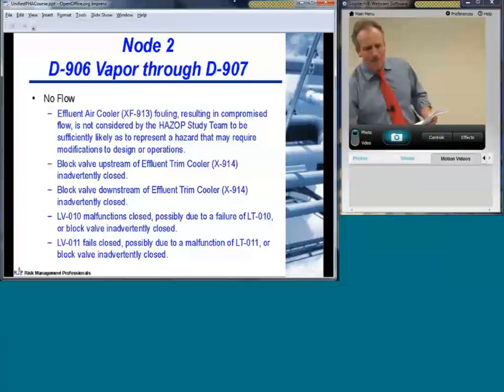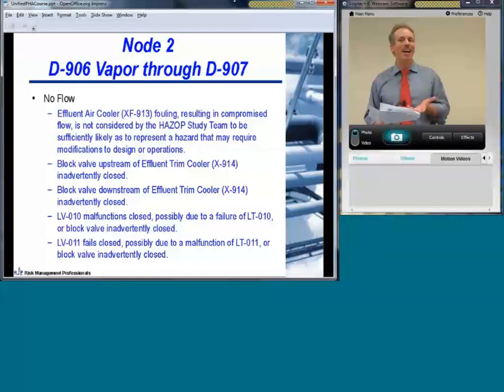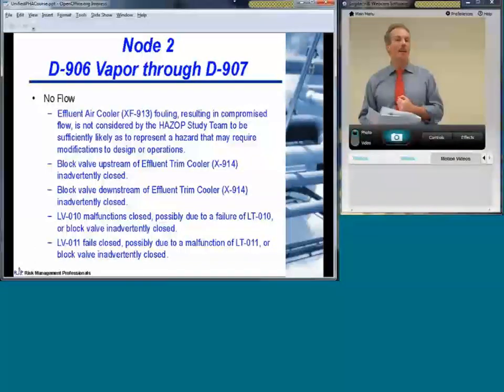Now, a couple of key things that I'd like to bring out here. For the first no-flow case, a lot of times when dealing with clean service, fouling of equipment is very unlikely. And so developing a full HAZOP scenario where you start documenting all the consequences and then finally concluding that it's a non-issue is really, in many cases, a bad use of some very valuable resources, which is your HAZOP study team. So if it's a clean service and it's not very likely that fouling can build up enough to cause enough compromised flow to really precipitate a hazard, why not just say that up front? Get the team to endorse it.